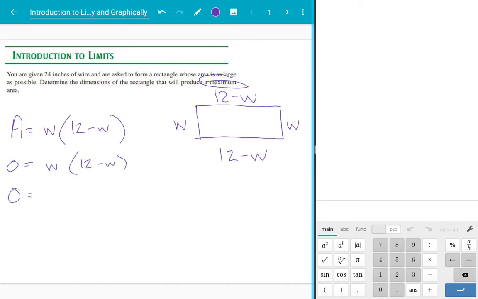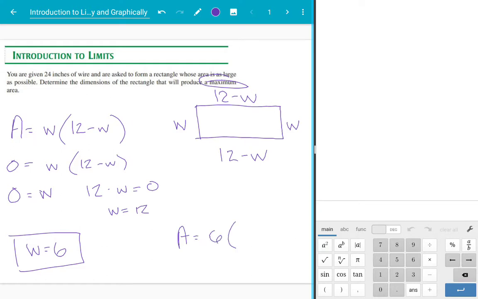So one of our zeros is 0, the other zero is 12. So we have zeros at 0 and 12, but we're looking for the maximum, and the maximum is going to be at the halfway point between those. So the maximum width is going to be 6. And if it is 6, then the maximum area we're going to have is 6 times 12 minus 6, which is 36.